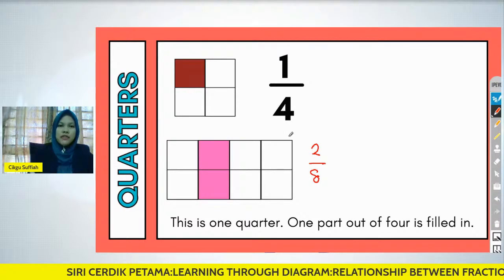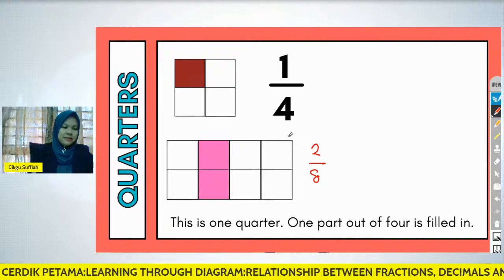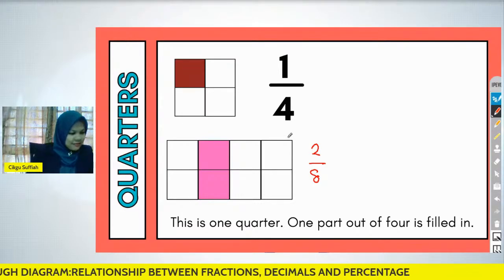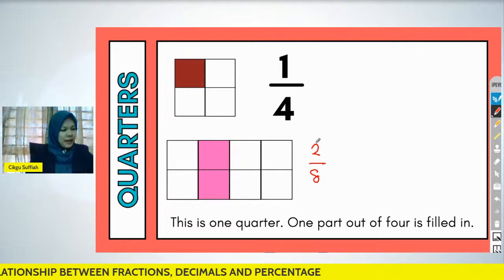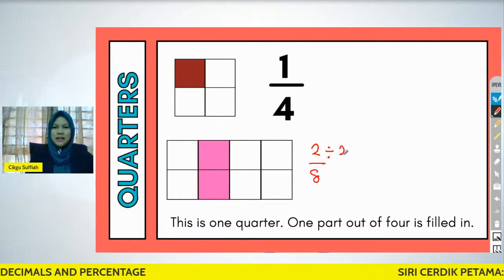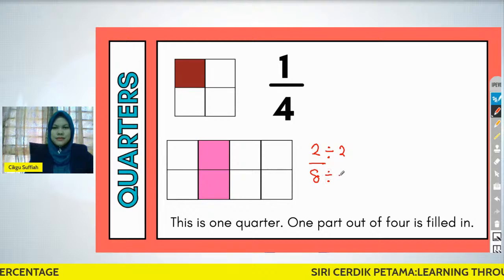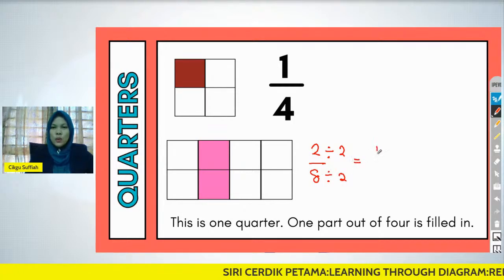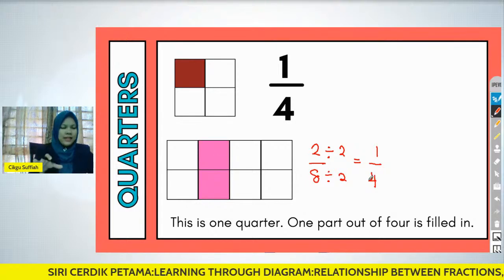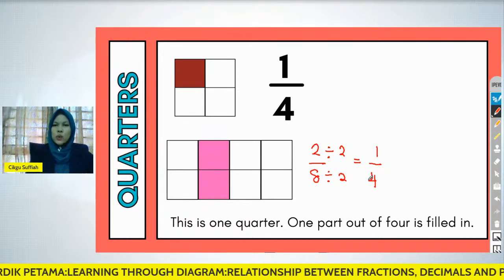How are we going to simplify 2 over 8? Yes, divide by 2. We will get 1 over 4. So meaning 2 over 8 is actually equivalent to 1 over 4.